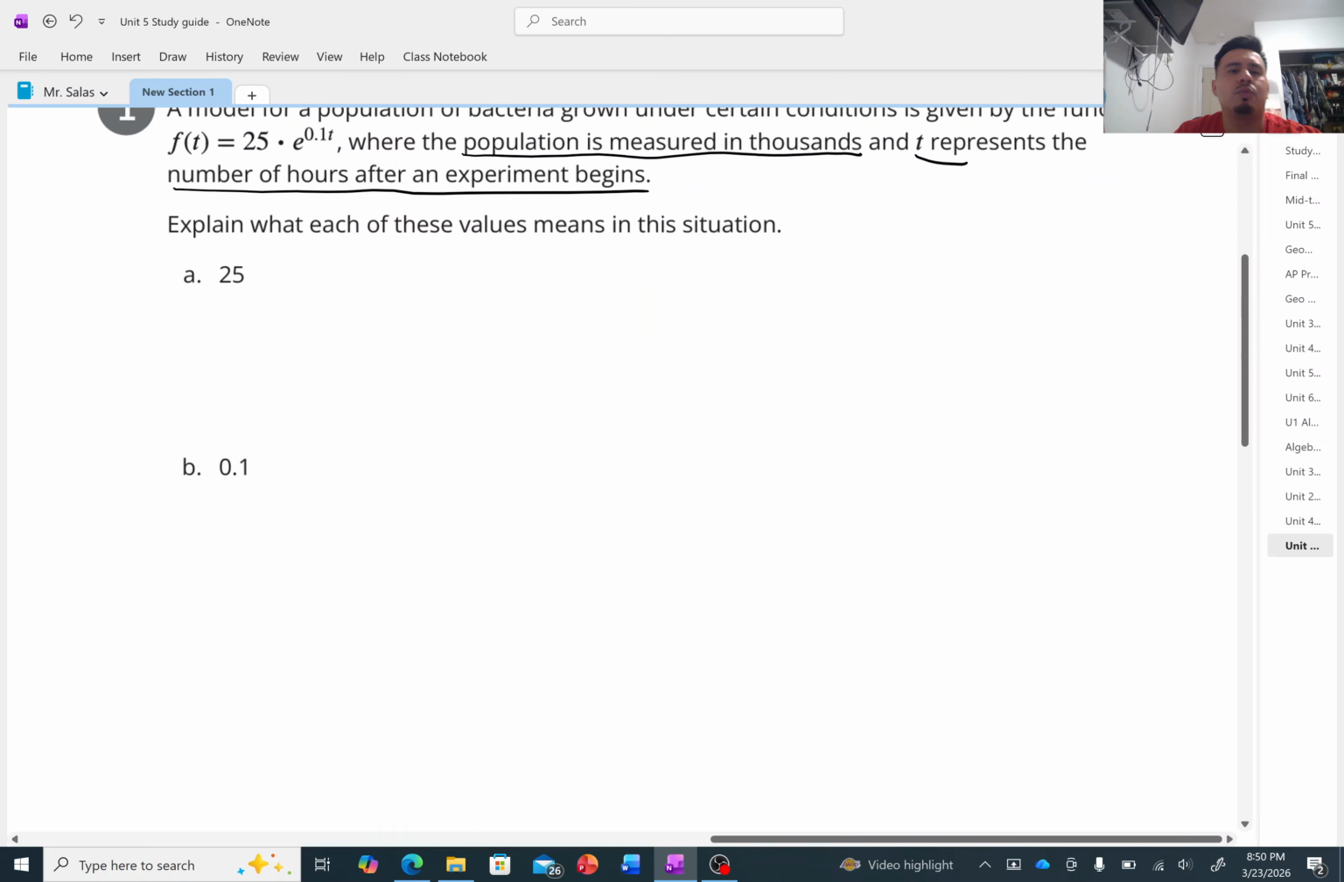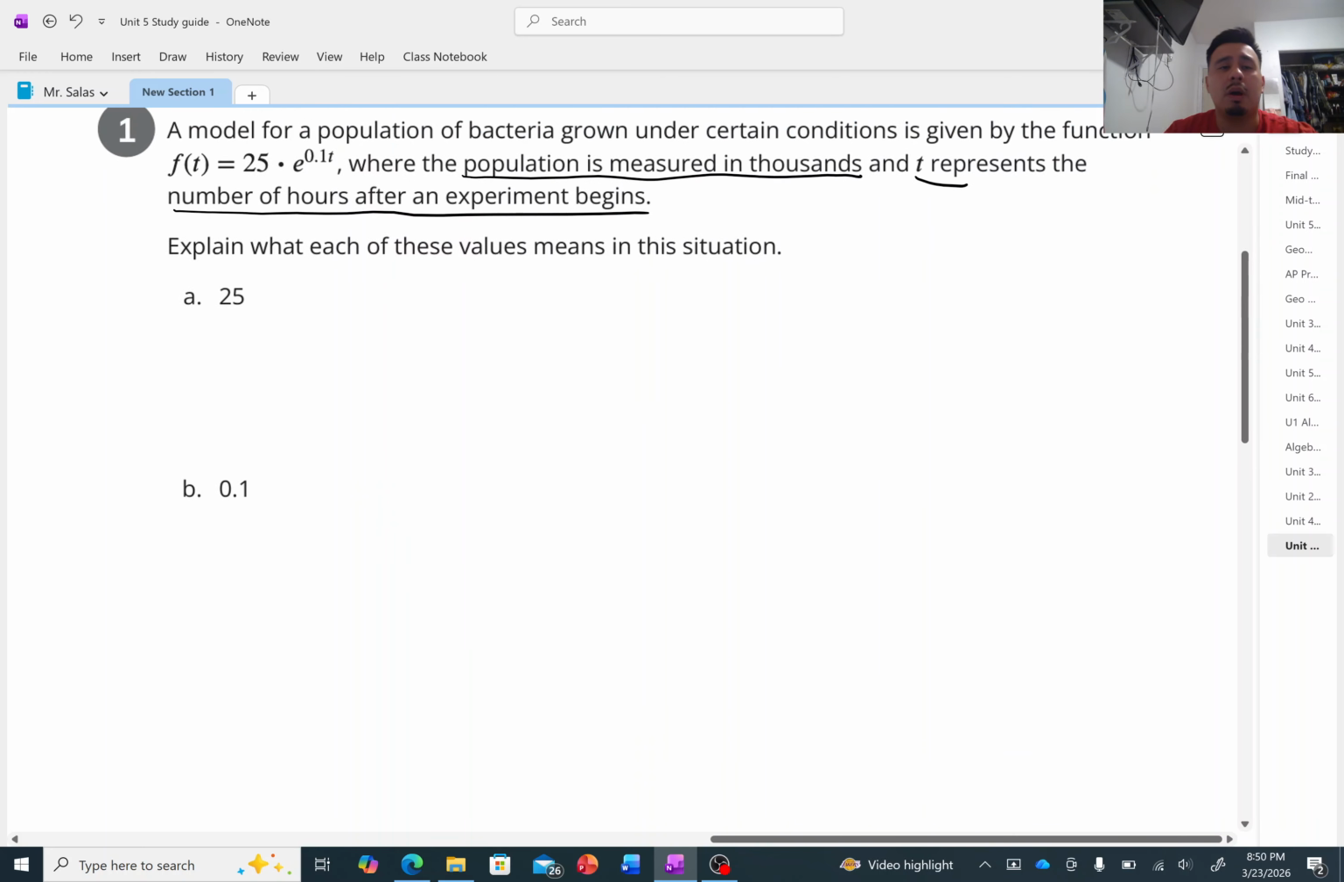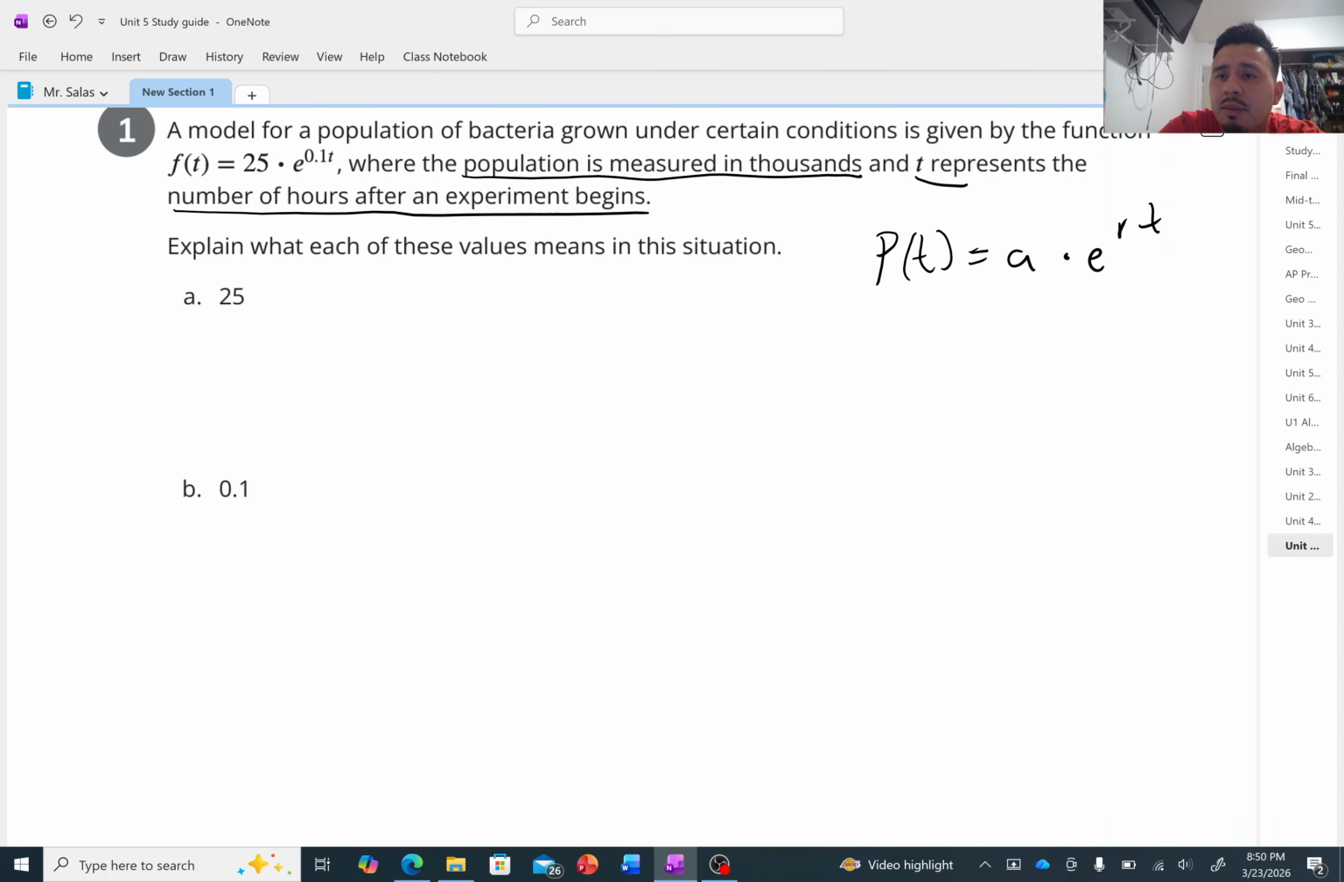So let's do some quick little review, okay? This first problem, if I'm looking at f of t is equal to 25 times e to the power of 0.1 t, if I remember, my formula says that P of t is equal to A times e to the power of r and t, where A was what? Do you remember what A was? I always like to think of A as the first letter in the alphabet, so that has to be the first number, the first value, the initial value, okay? So A is going to be, like I said, my initial value.